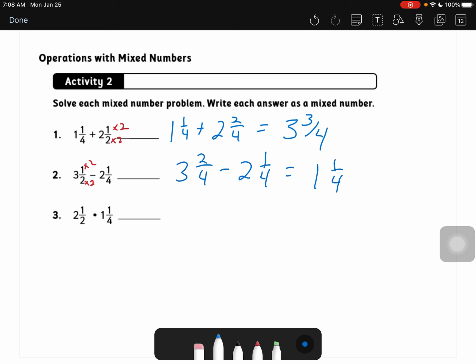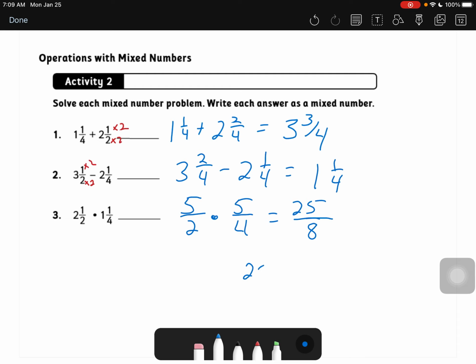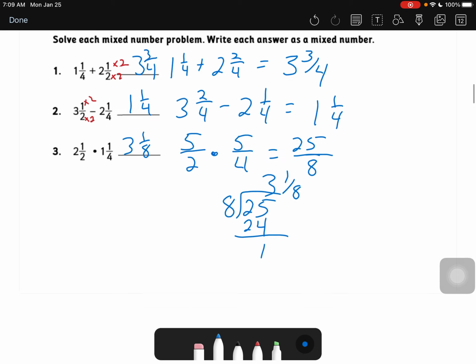And for number 3, again, we have to convert these to improper. So 2 times 2 plus 1 would be 5 over 2. And then we've got 1 times 4 plus 1 would be 5 over 4. And now we're going to multiply. 5 times 5 is 25. And 2 times 4 is 8. So we have 25 divided by 8. 8 goes into 25 3 times, which is 24. Remainder of 1 would be 3 1/8. 3 1/8 there. This was 1 1/4, and this was 3 3/4. Okay, so there's some review problems.